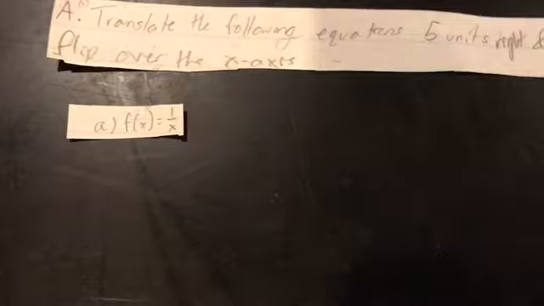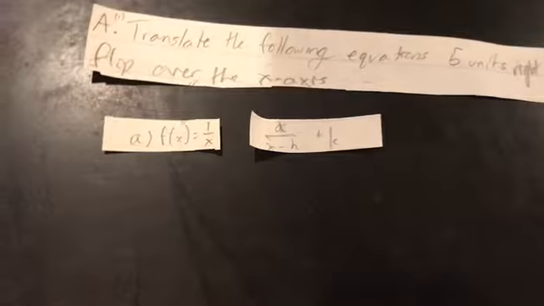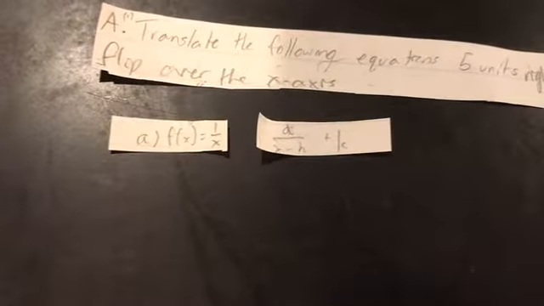Okay, so part A, which focuses on scale 1 from unit 1 and 2, says to translate the following equation 5 units right, 5 units up, and flip it over the x-axis. So for part A, we have the equation f of x equals 1 over x, which is the parent function for a reciprocal function, which the formula is a over x minus h plus k.